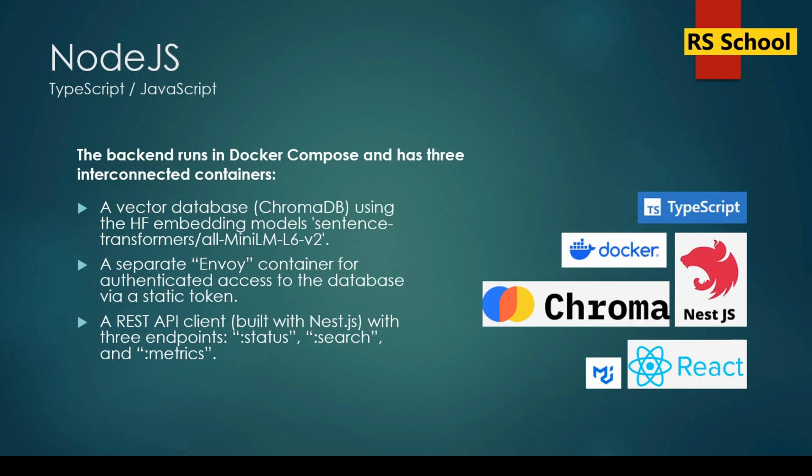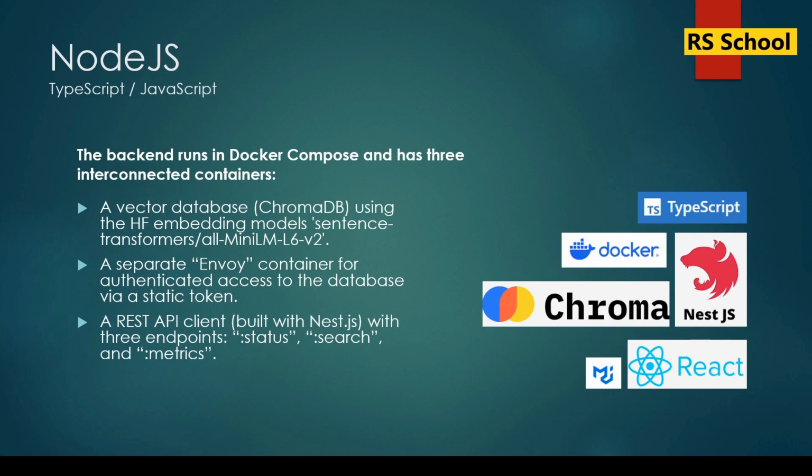The entire app is built in JavaScript. The backend runs in Docker Compose and has 3 interconnected containers. A vector database, ChromaDB, latest version, using the HF embedding models, sentence transformers, all-MiniLM-L6-v2. A separate Envoy container for authenticated access to the database via a static token. A REST API client, built with Nest.js, with 3 endpoints: status, search, and metrics.